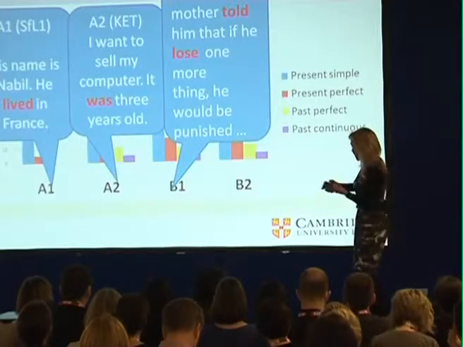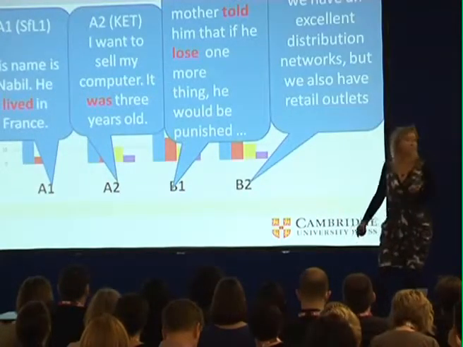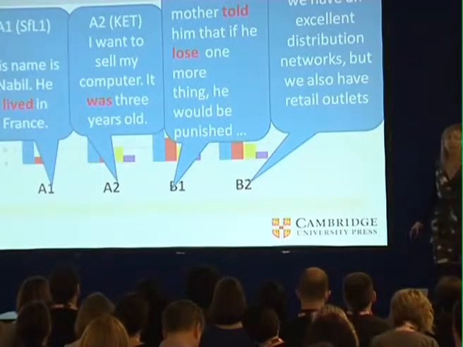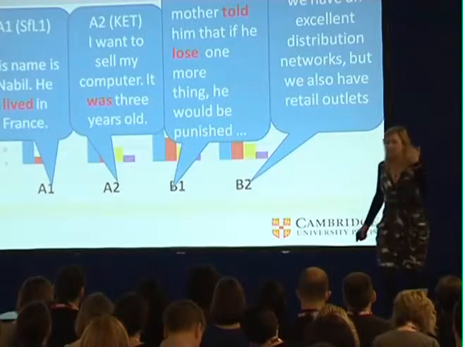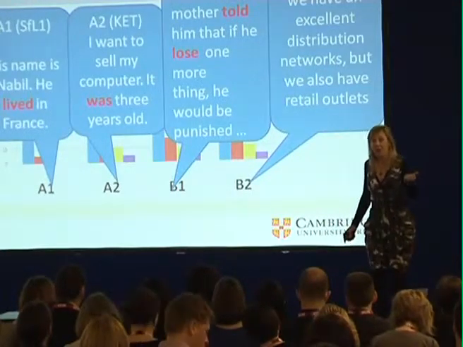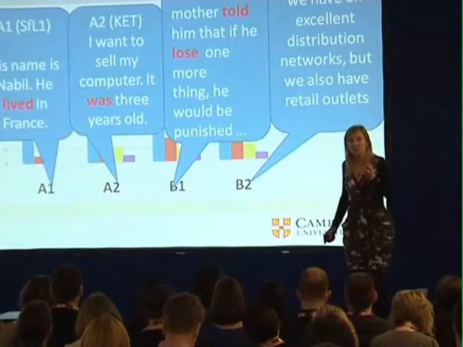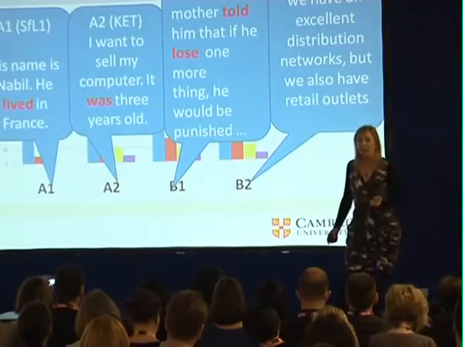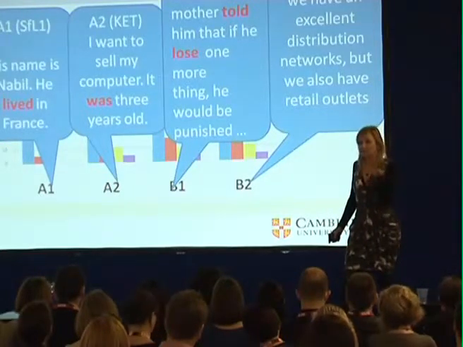Now let's just look at a B2 example. Not only did we have an excellent distribution network, but we also have retail outlets. So, a complex negation example there. Okay, the tense is wrong, but it's evidence of, yet again, a growth in the syntactic growth and development of the learner.